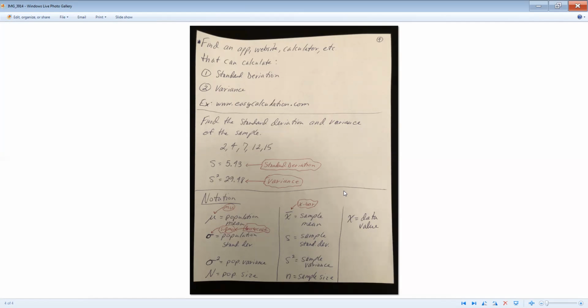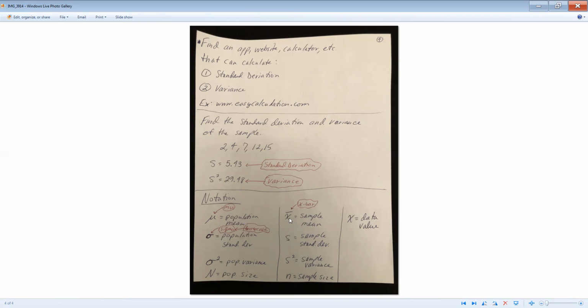There is specific notation for the population versus notation for your sample. If you see that notation, they don't have to mention that you're dealing with a sample. You would already know by the notation. Here we have the Greek letter mu. That's the population mean, population average. Here we have the Greek letter sigma, lowercase sigma, not capital sigma. That's the population standard deviation. Sigma squared is the population variance. And capital N is the population size.